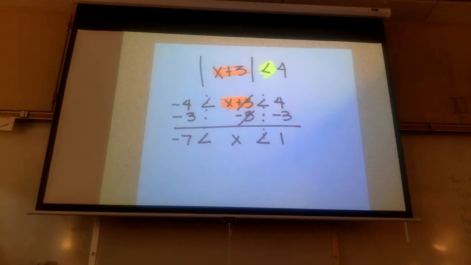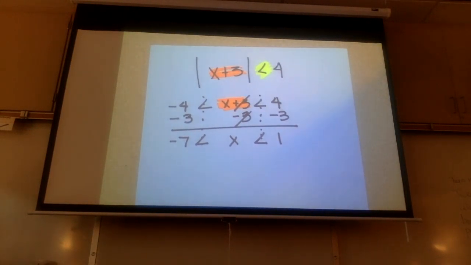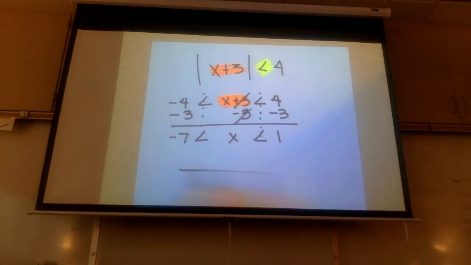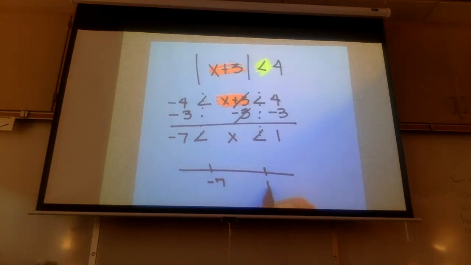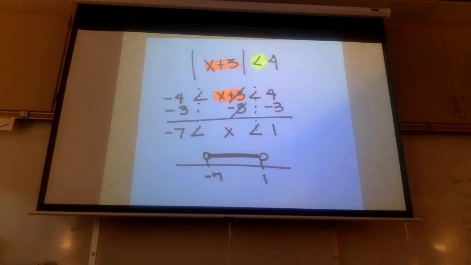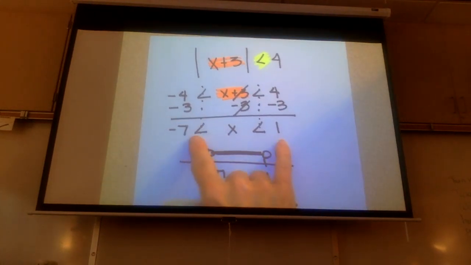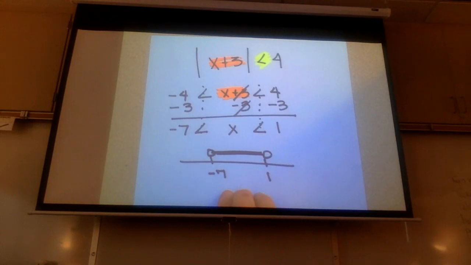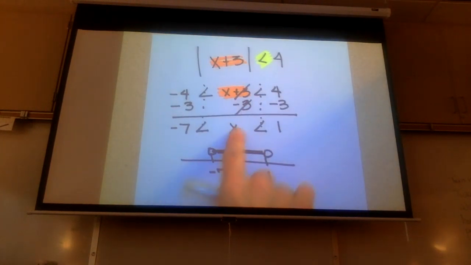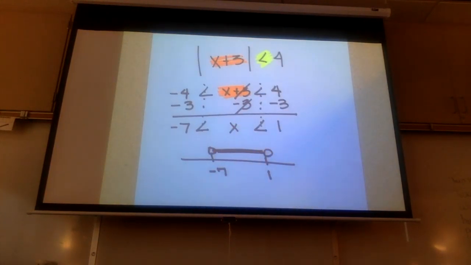This is the extent of the problems that you're working on, but I want you to notice that this goes very nicely into a line graph like this with x. All of my x's are in the middle, between negative 7 and 1. All of my solutions are between.